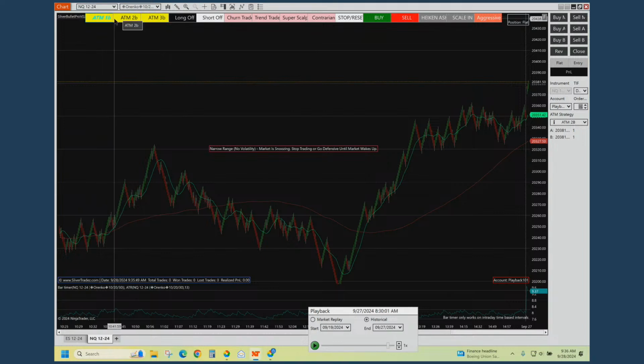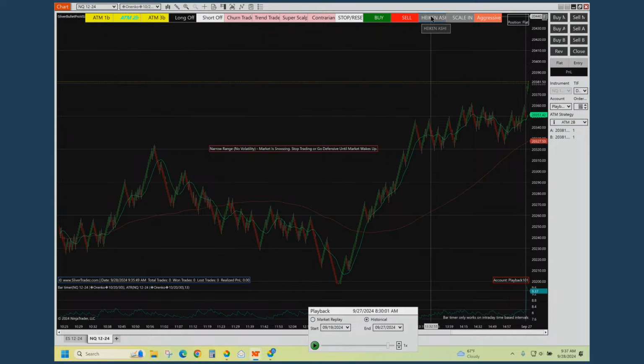ATM 1B can take trades with 1 contract, 2B with 2 contracts, 3B with 3 contracts. These are automated long and short buttons, and the pink ones are the strategy buttons. And this is the stop button. If a trade goes against you, you can stop it manually, even before the software stops it for you. And these are manual buy and sell buttons, so you can not only let the software trade automatically, you can also manually take trades using these buttons.